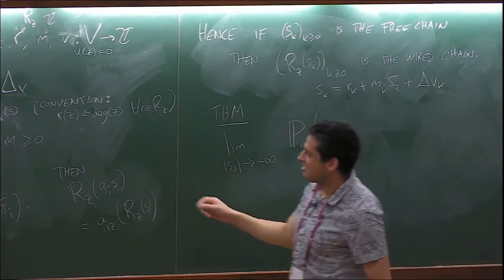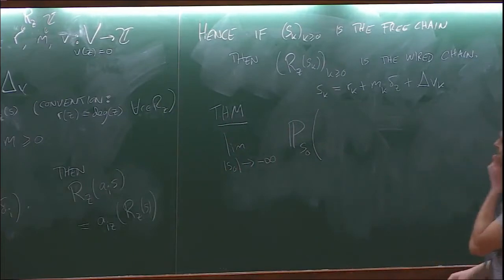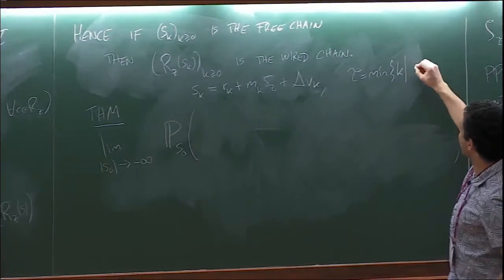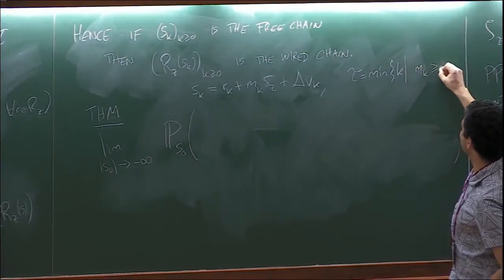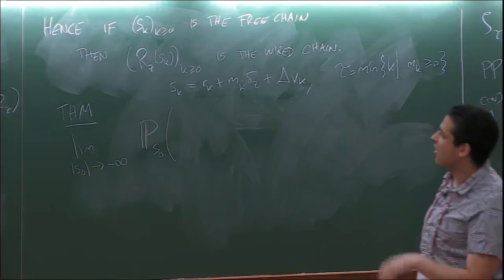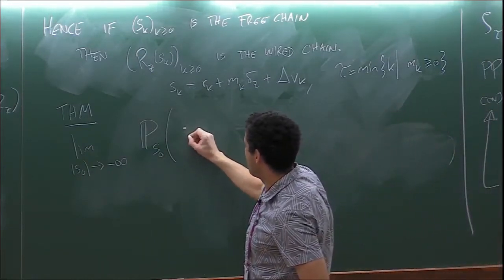Because the second part is what governs the stabilizability, right? So indeed, the threshold time is nothing but the minimum, the first time that this MK becomes non-negative. Okay, so let's look at the following event.